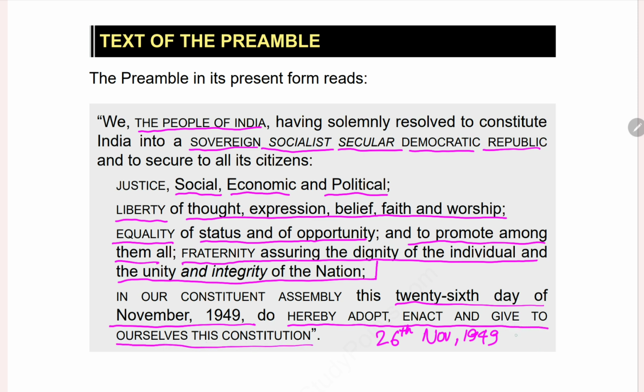So when we talk about the preamble, it was adopted and enacted on 26th November 1949. However, the original Indian Constitution came into effect on 26th January 1950, but this preamble was adopted, enacted, and came into effect from 26th November 1949.